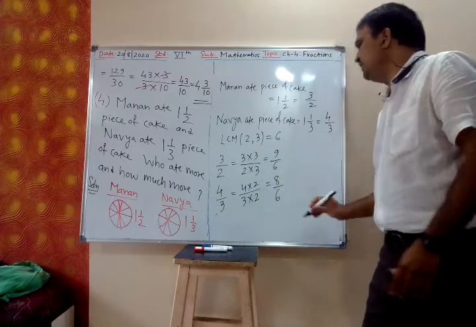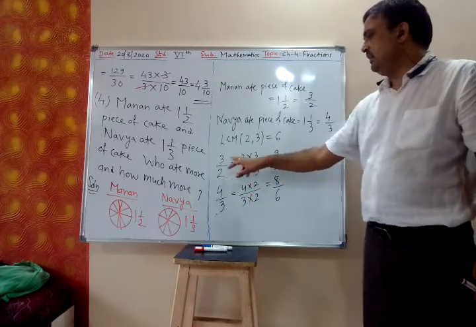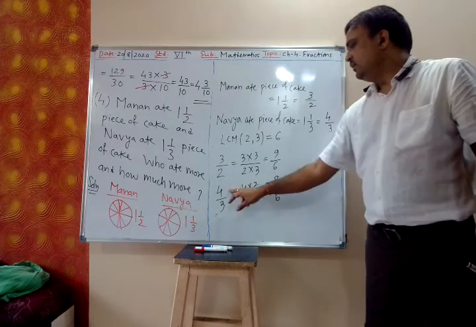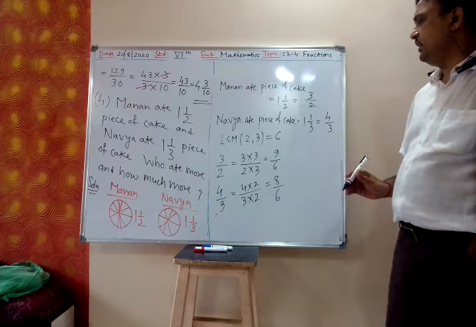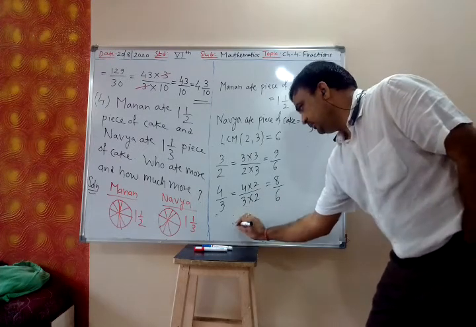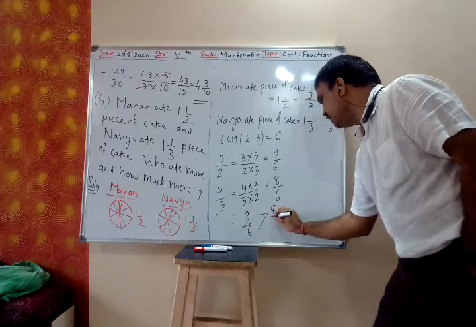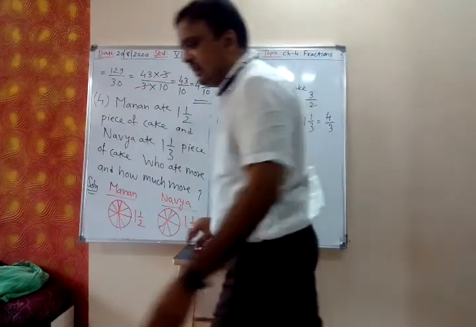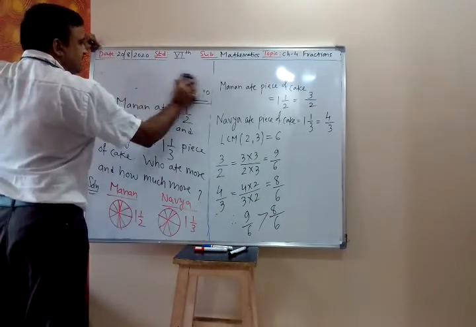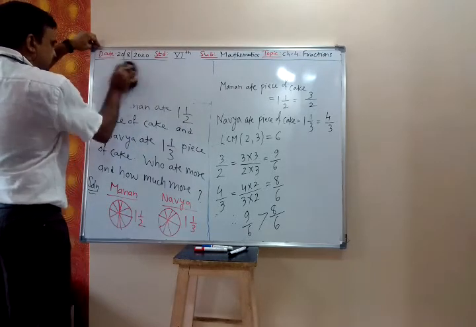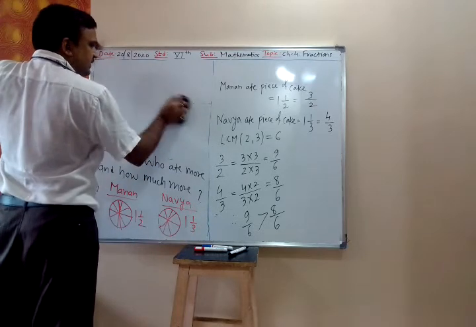So now we have converted 3/2 and 4/3 into like fractions. 3/2 is same as 9/6, and 4/3 is same as 8/6. Now which number is bigger, 9/6 or 8/6? 9/6 is greater than 8/6.